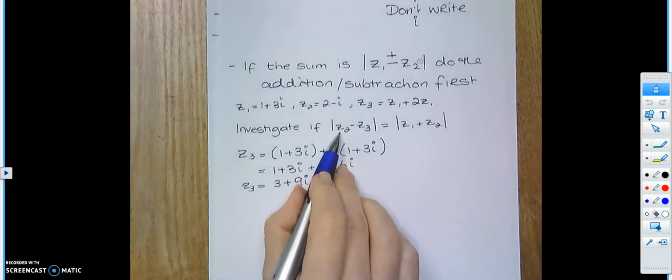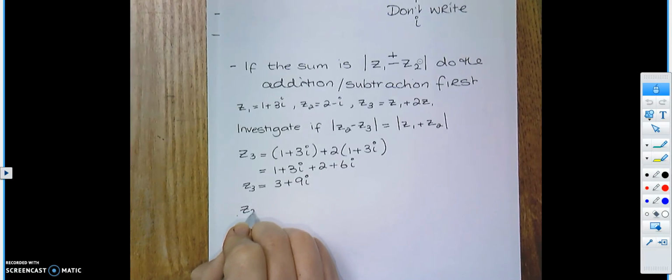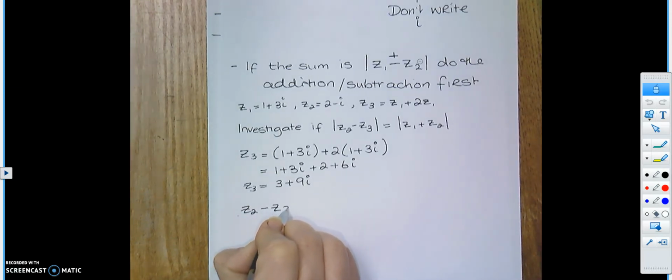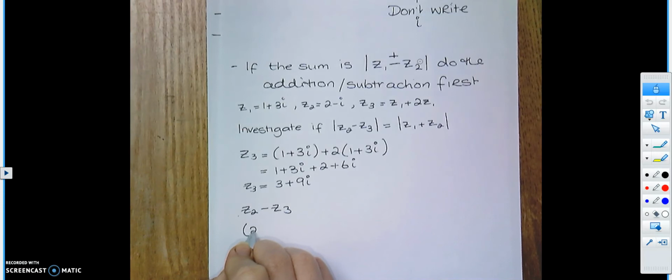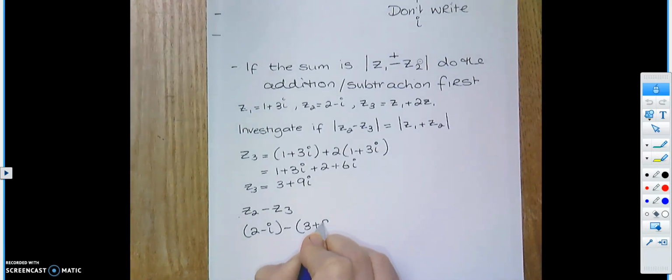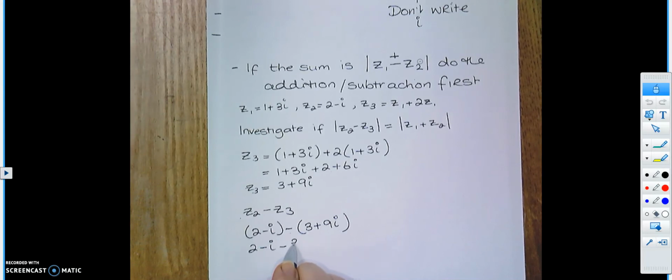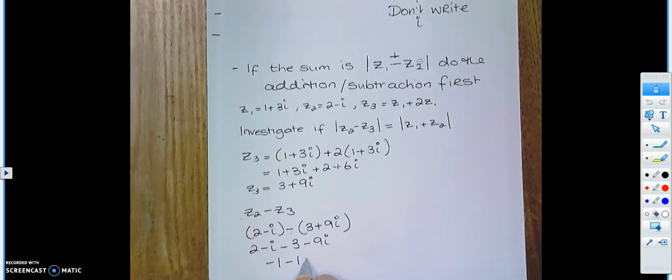In terms of the sum, they want z2 take away z3. I write down z2, which is 2 minus i, take away my 3 plus 9i. Write it down with brackets, get rid of the brackets. So this minus became minus 3 and minus 9i. That's the reason you have to write the brackets. Again, tidying it up, 2 take away 3 is minus 1. Minus i minus 9i gives you minus 10i.